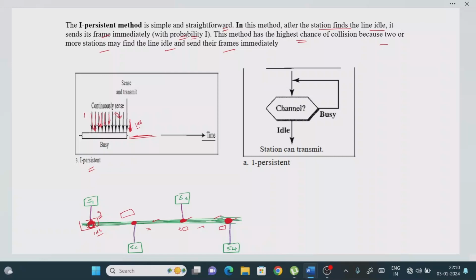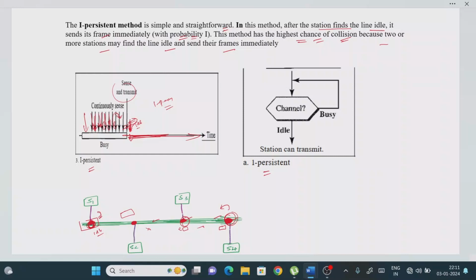It means that it is continuously sensing the channel. Whenever it gets it free or idle, within a fraction of a second, it sends the frame. So here we have the highest chance of collision if we use the one-persistence method, right? Why? The moment you find the channel idle, you send without caring, since you cannot find out in real time. So if other stations also start sending frames, collision will occur. So in this method there will be the highest chance of collision, right?